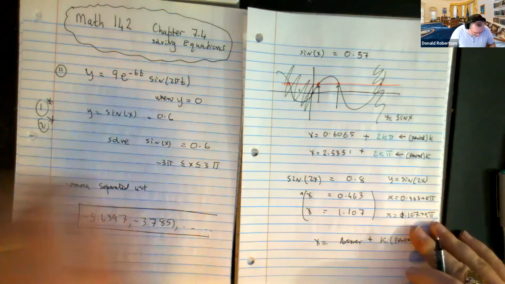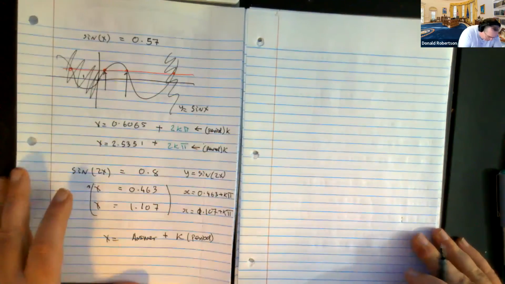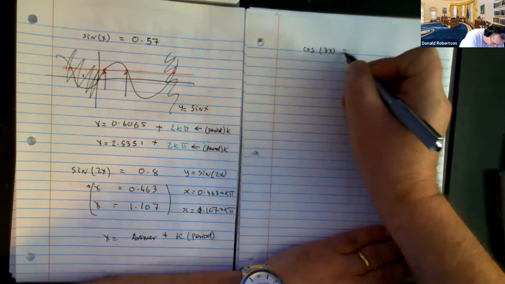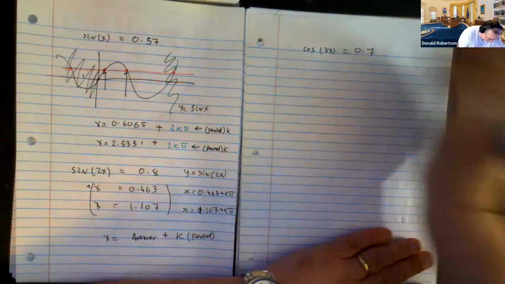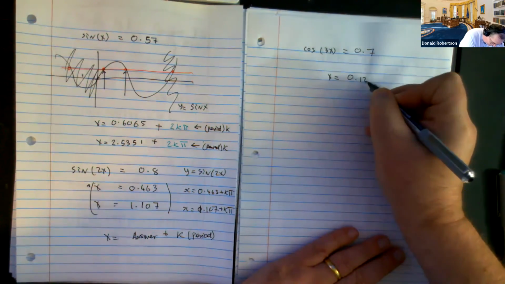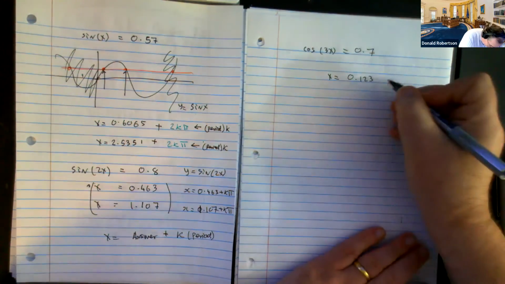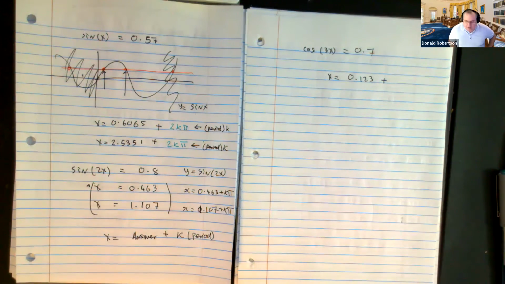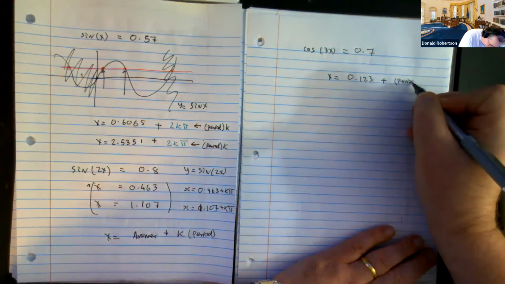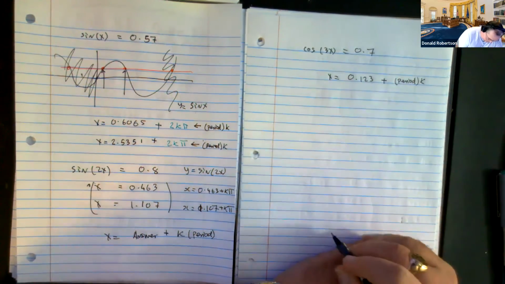Try that again. Bit of a cheat. Suppose I'm doing a cosine and it's 3x and it's equal to 0.7. I'm not going to solve it. I'm going to pretend I know the answer. Let's pretend I know the answer is 0.123. How many k do you add? Well, you add whatever the period is, k.